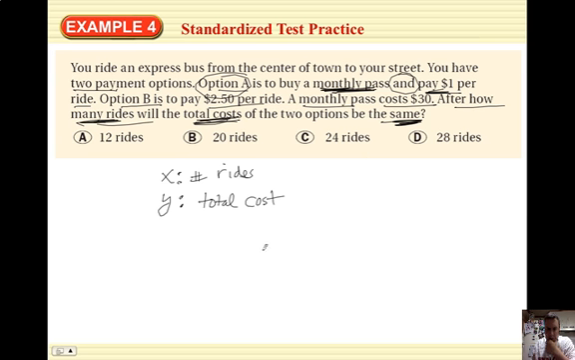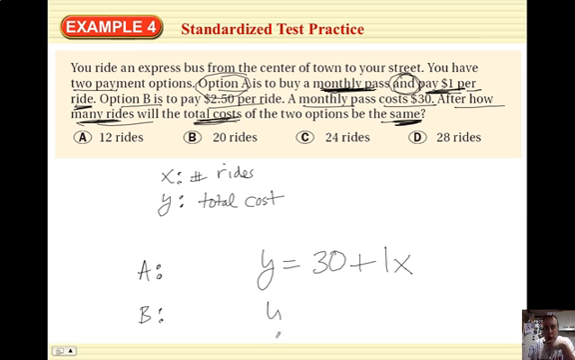How much money we spend is equal to a monthly pass and $1 per ride. So monthly pass, they told us, was $30 plus we pay $1 per ride, $1 per every X. So this is option A. Total cost is $30 plus $1 per every ride. Option B is just pay $2.50 per ride. So what's more efficient? The total cost is $2.50 per ride.